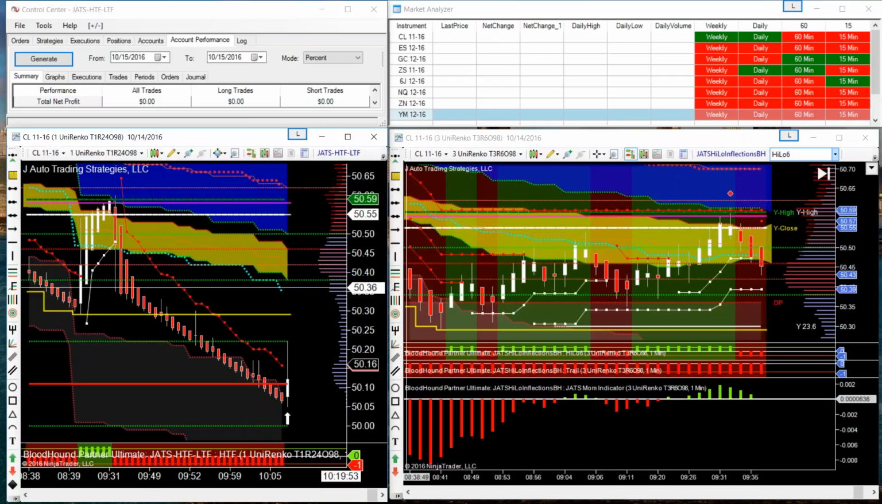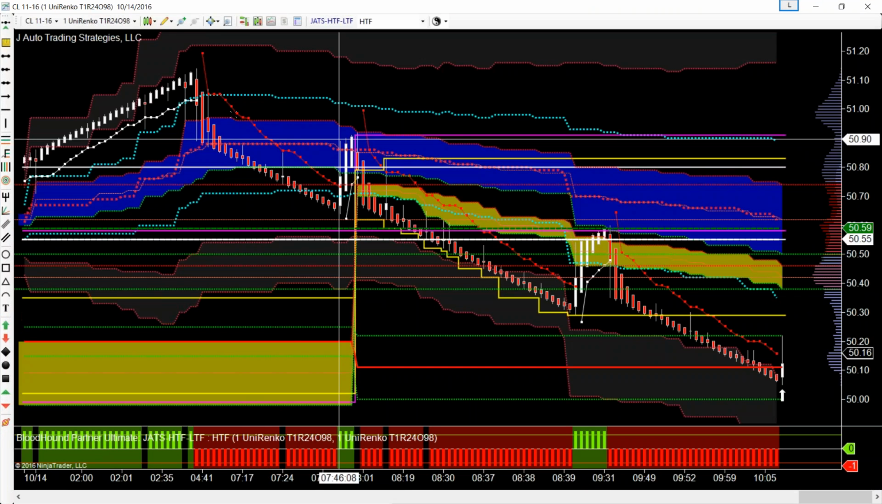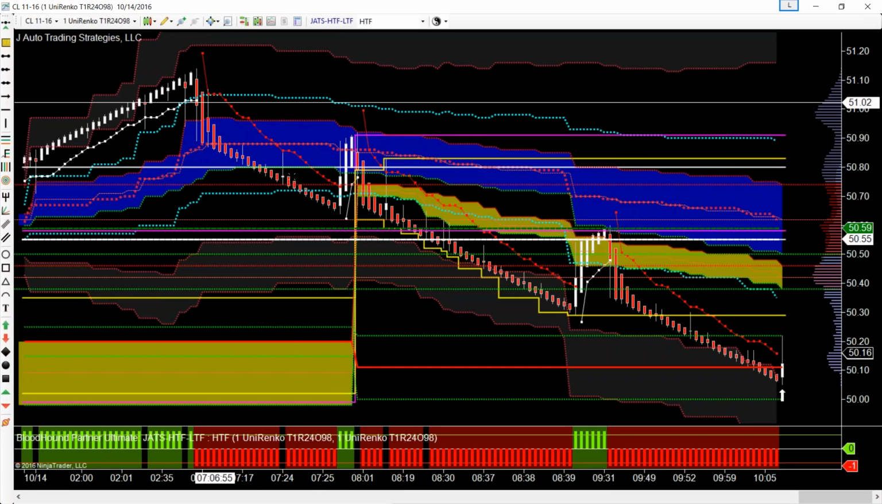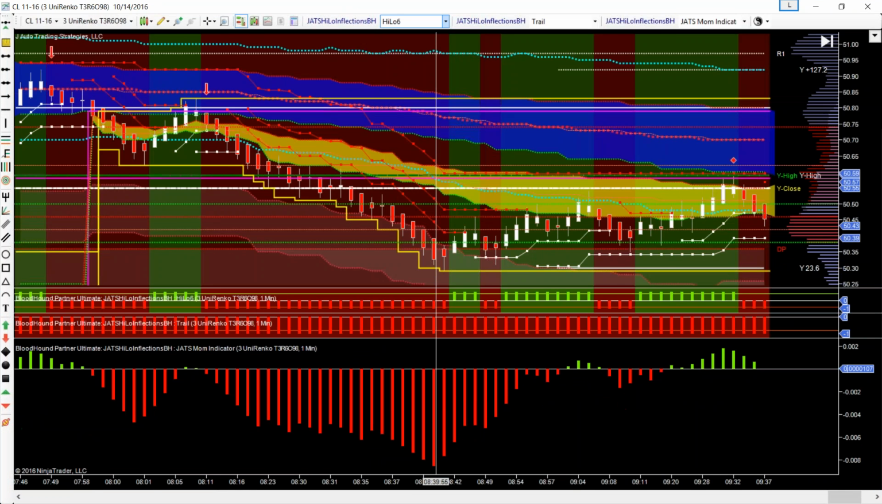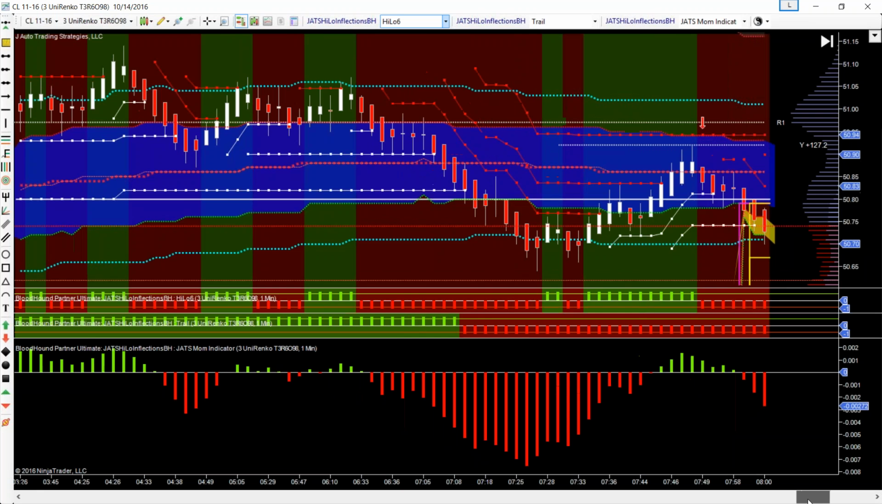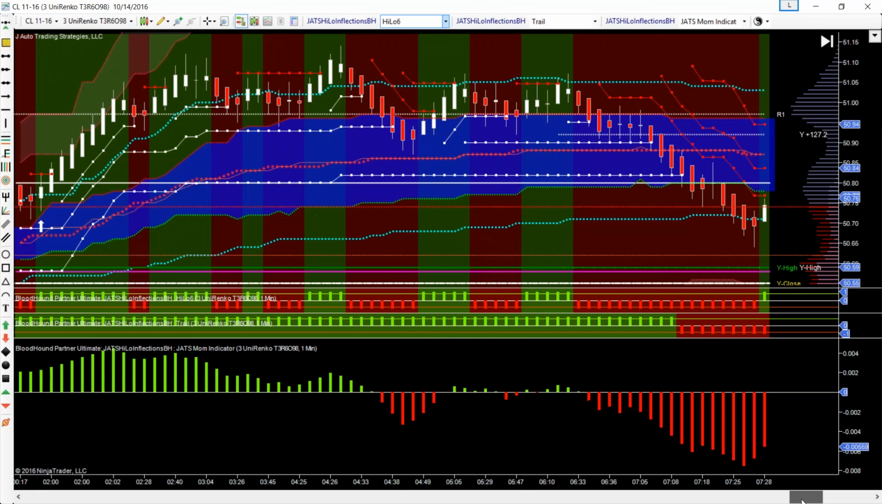And then I wait for my higher time frame chart to position itself in that direction, and then I get in on the lower time frame chart. And just by doing this, I'm putting the odds in my favor using the software, the Bloodhound tools and the NinjaTrader tools that allow me to do this and give me the best trading opportunities possible.